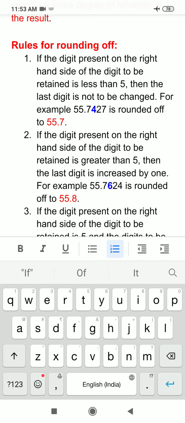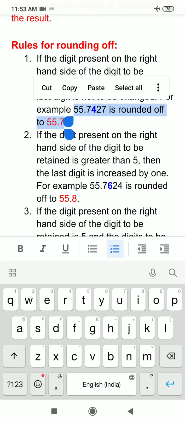So 55.7427 will be rounded off to 55.7. Why? Because in this case the digit to be retained is 7, and the digit on the right hand side of it is 4, which is less than 5. So we will not change 7 into 8. It will be rounded off to 55.7.